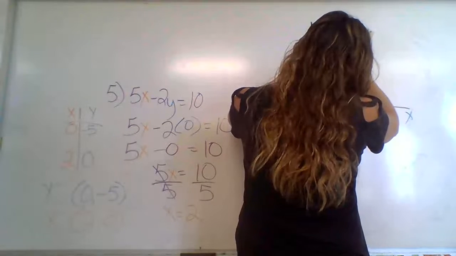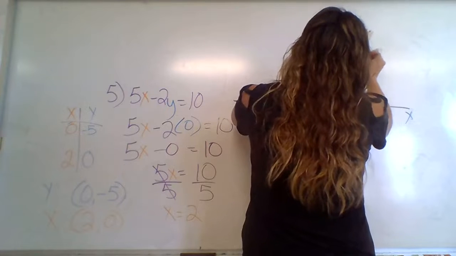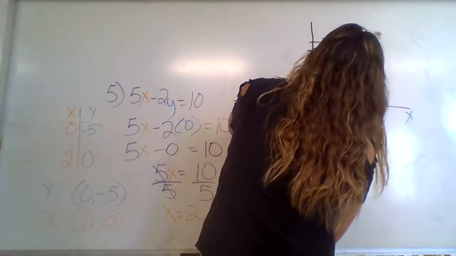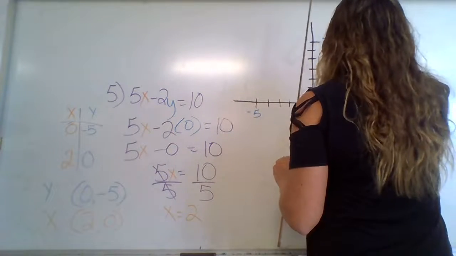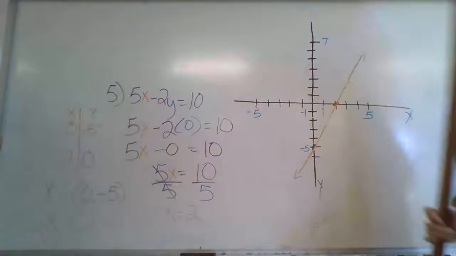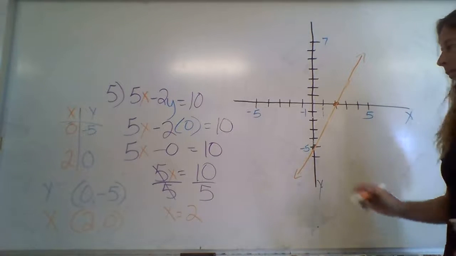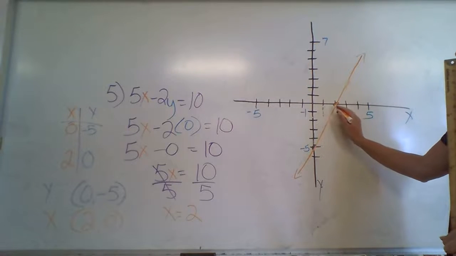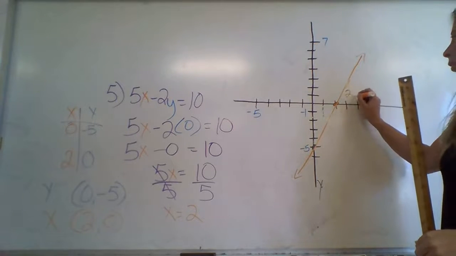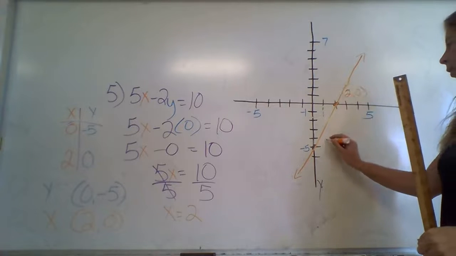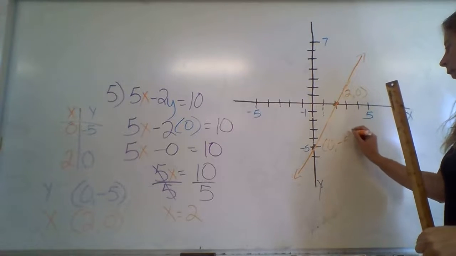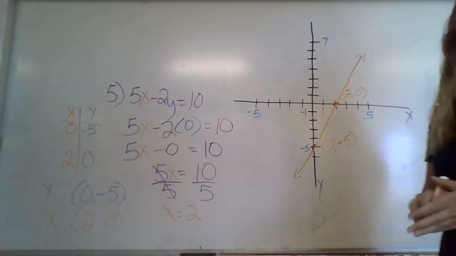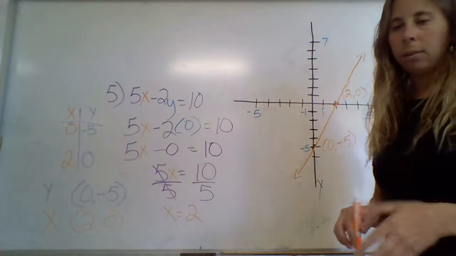Okay. So there's your line. It's going through (0, -5), my y-intercept, and it's going through (2, 0). So that's what you're doing for the next 3 problems, 6 through 8.